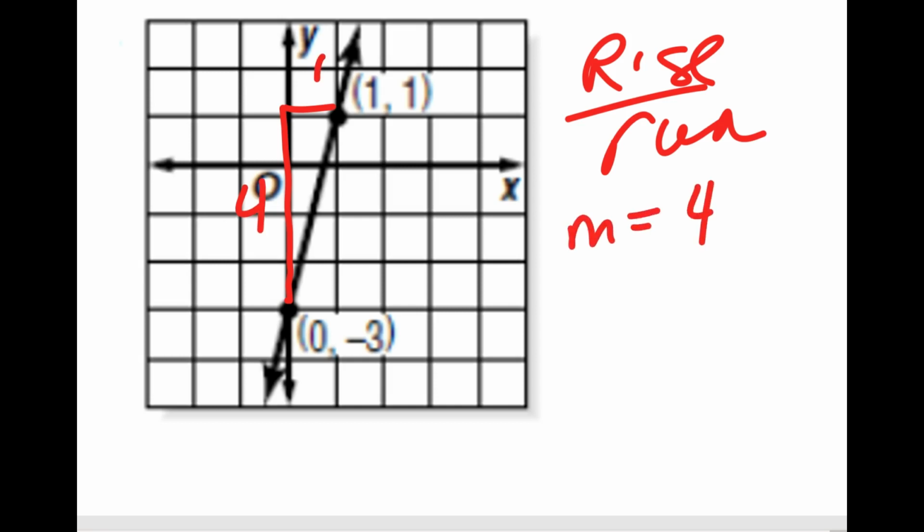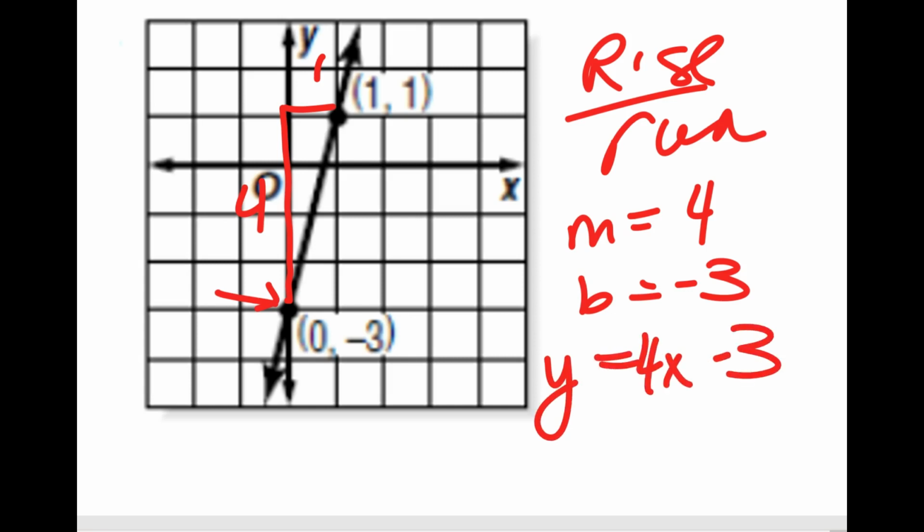What's my y-intercept? Where the line crosses the y-axis. All right, and that's (0, -3). Remember, the y-intercept always has the ordered pair 0 and a number. So b is -3. What's the equation? y is equal to 4x minus 3. Simple as that. Let's bring this other equation on over here.